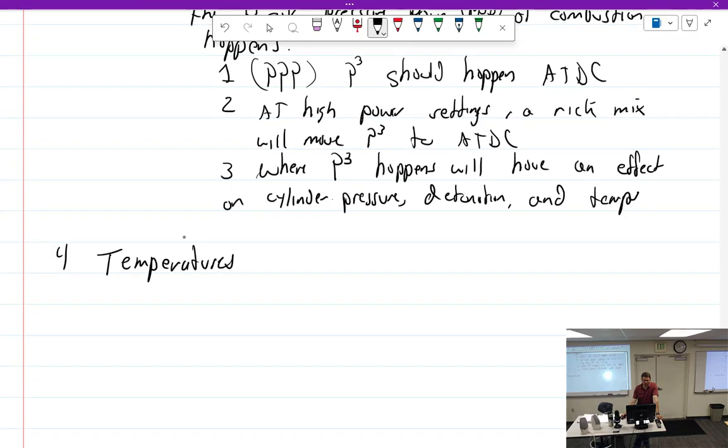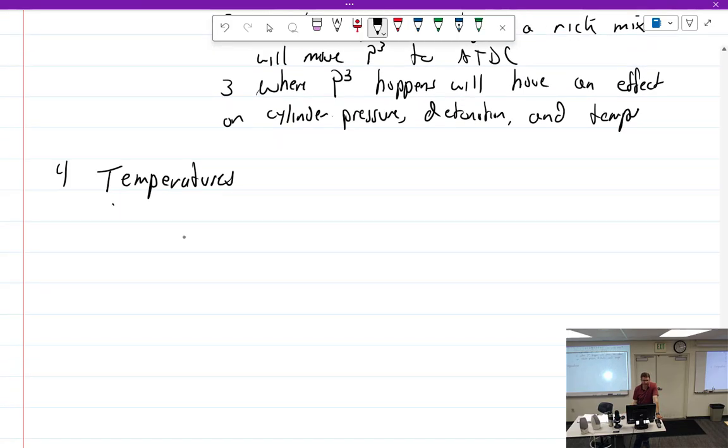Temperatures. All right, what are we going to monitor here? Cylinder head temp, or CHT.